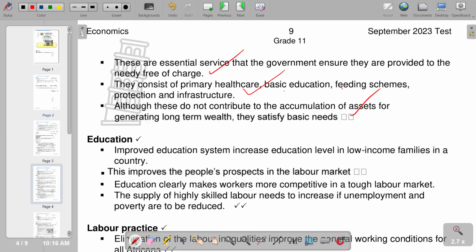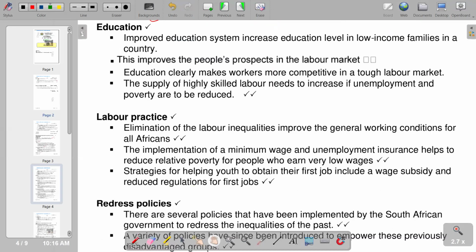So we have another method of redistribution of income, which is education. We also have labor practice, and we have explanations of those.